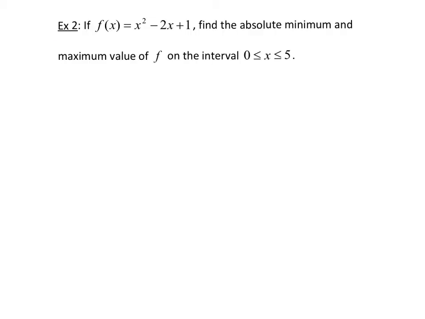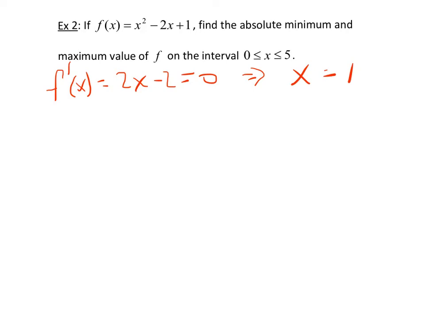Example 2. Given f, find the absolute minimum and maximum value on the interval 0 to 5. So I already know from the candidate's test that the possibility is that the absolute min or the absolute max would occur at either 0 or 5. All I need to do is find the critical values, and that's going to be done using our formula. Take the derivative, set it equal to 0. So x equals 1 is my critical value.